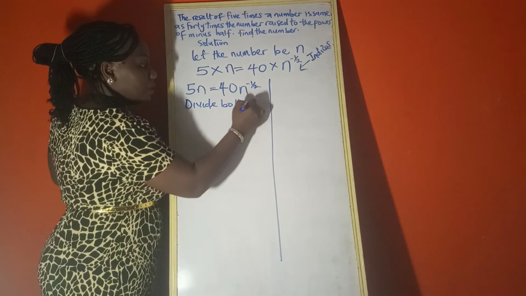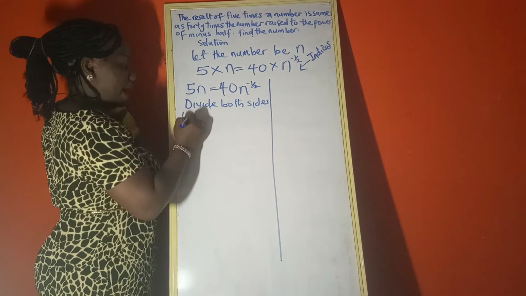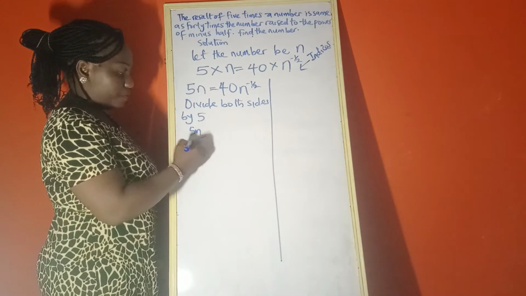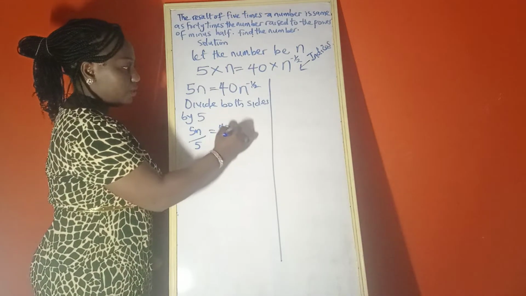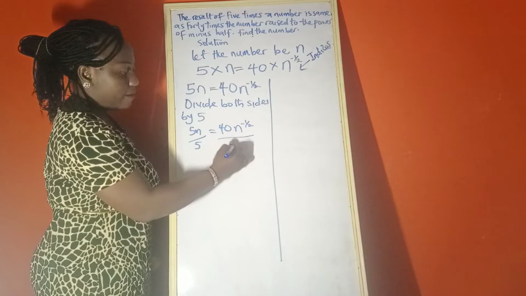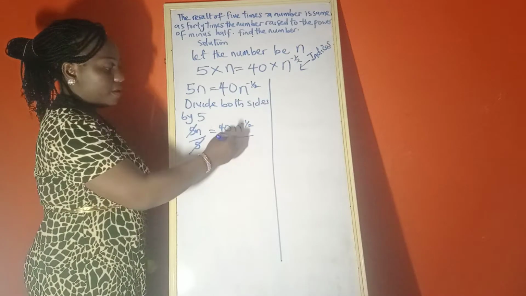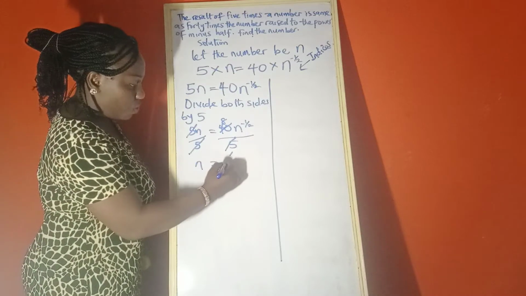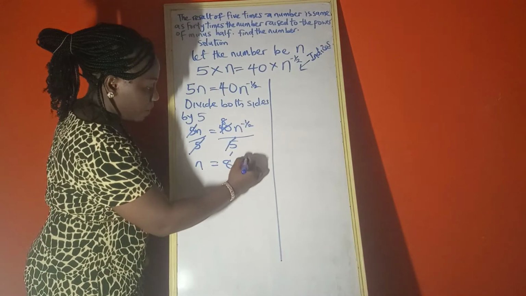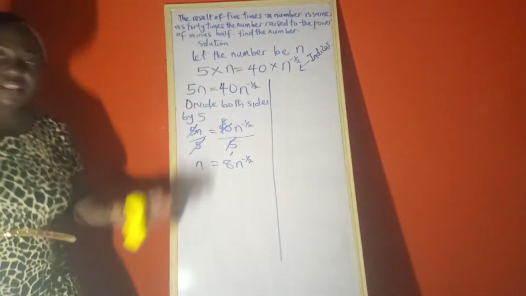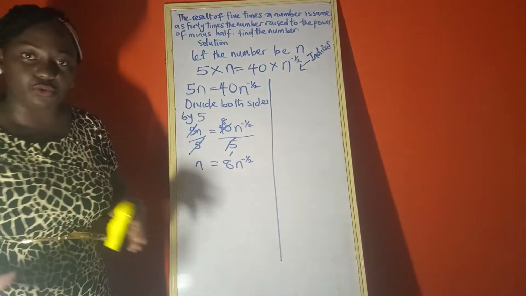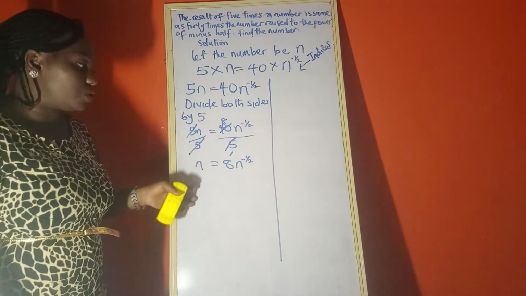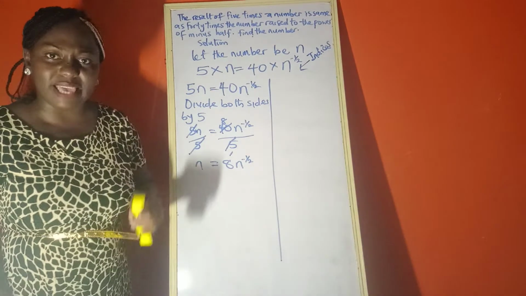both sides by 5. By dividing both sides by 5, I have 5n over 5 equals 40 n raised to the power half over 5. 5 equals 5, and 40 over 5 is 8. I'm going to be left with n equals 8 n raised to the power half. So the next thing I want to do here is to bring the n's together. I want the n's to be together to be 1.